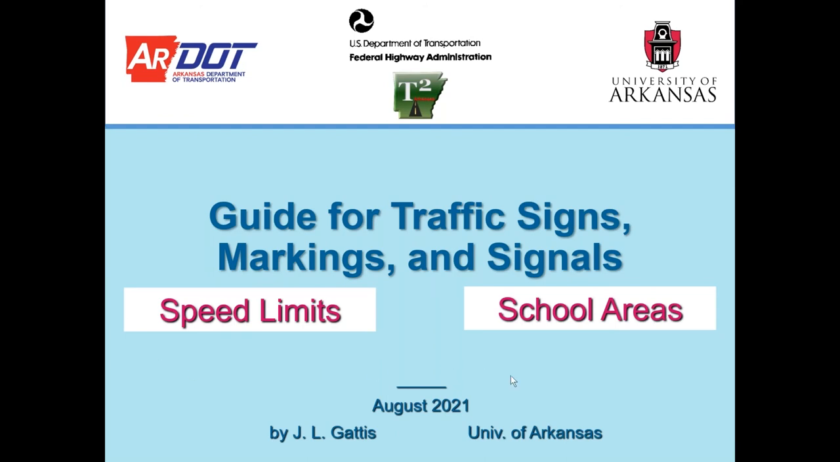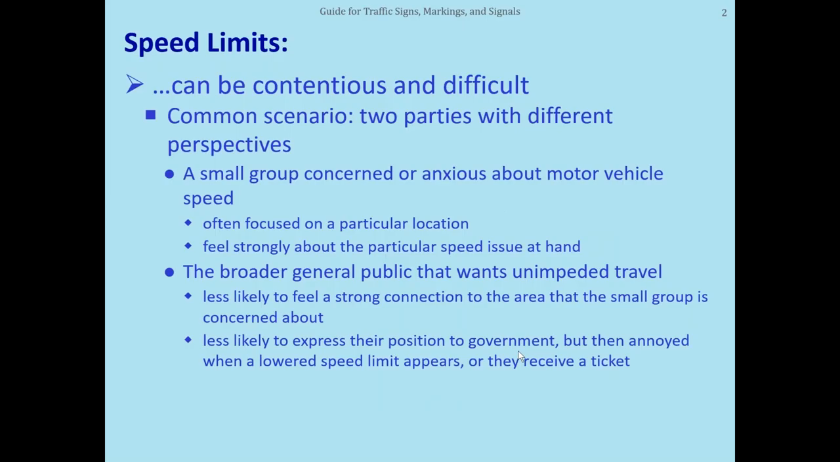Speed limits in school areas. I've combined these two topics together. Speed limits are a troubling problem because you have sometimes two groups of people with different perspectives. The people that live immediately along the street want everybody to drive at snail's pace, but the broader general public wants unimpeded travel.